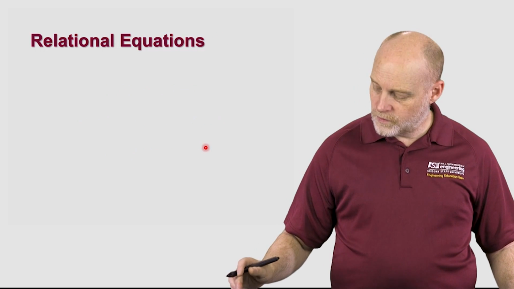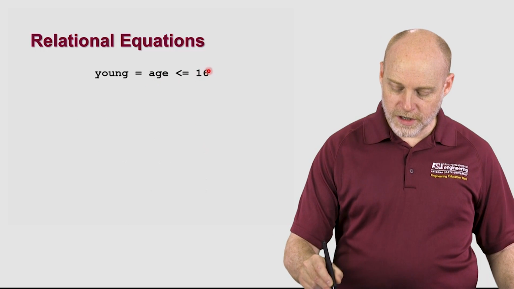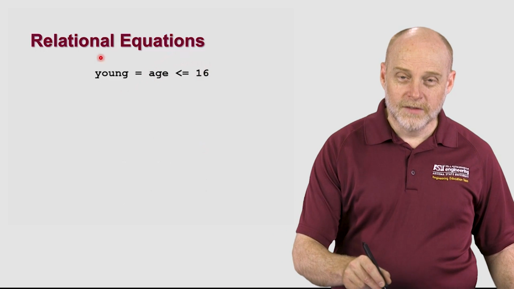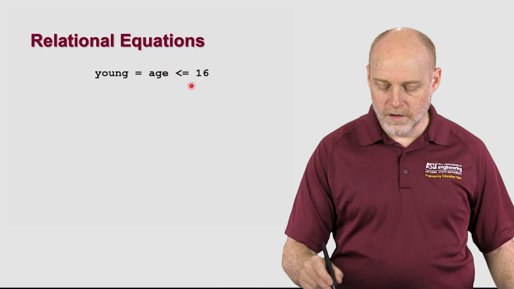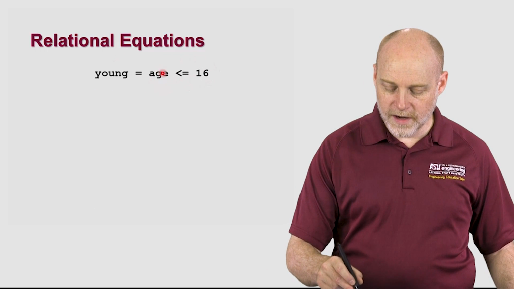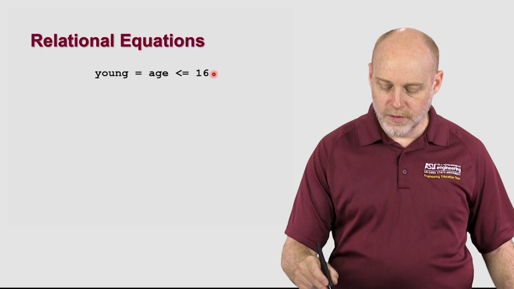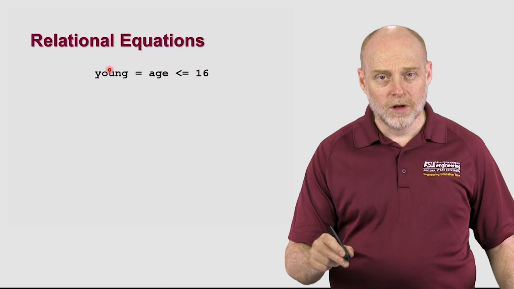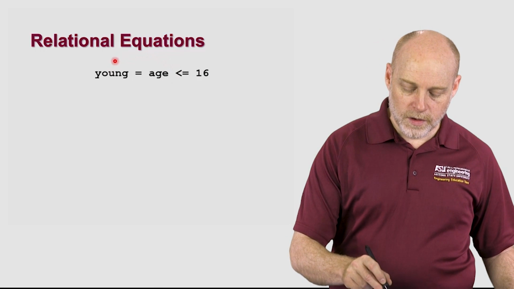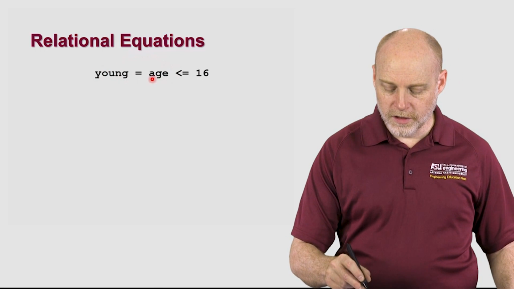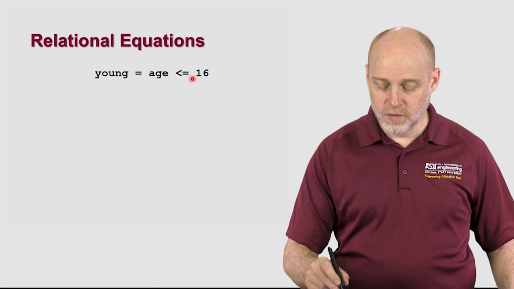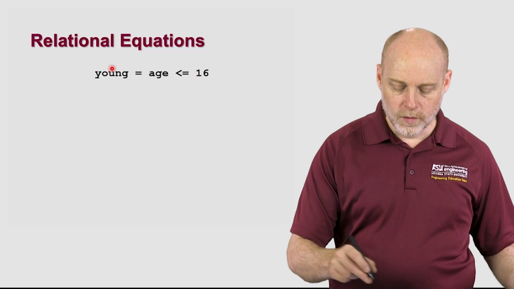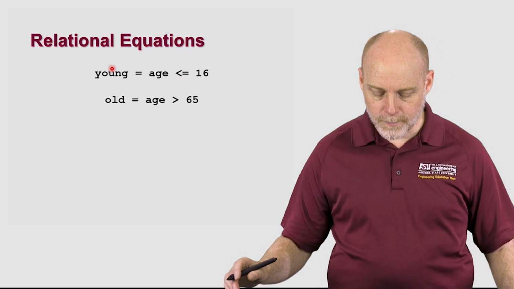We can also use these relational expressions as the right-hand side of an assignment statement. So we can store the value of the expression. So we have this expression here, age is less than or equal to 16, and we're going to store the result of that in a variable called young. And of course, we would end up storing true in the variable young if the value stored in age was less than or equal to 16. Otherwise, we would store a false there.